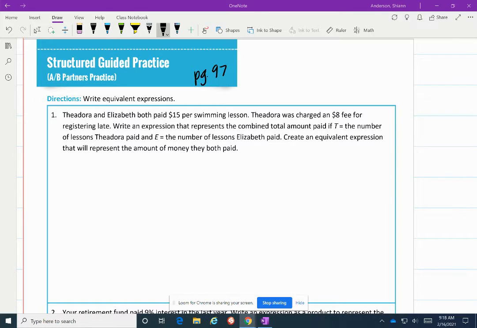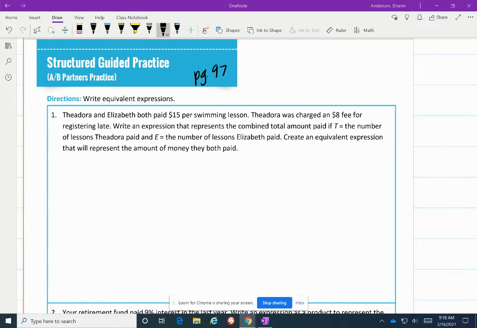Okay, so on page 97, I have Theodora and Elizabeth both paid $15 per swimming lesson. Theodora was charged an $8 fee for registering late. Write an expression that represents the combined total amount paid if T equals the number of lessons Theodora paid and capital E equals the number of lessons Elizabeth paid. Create an equivalent expression that will represent the amount of money they both paid. So read it through one time.